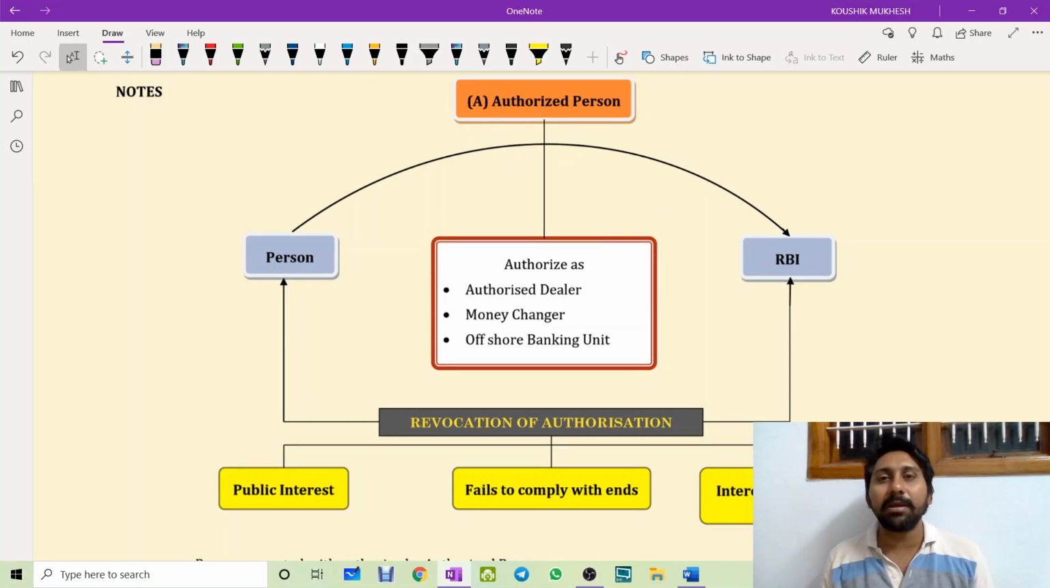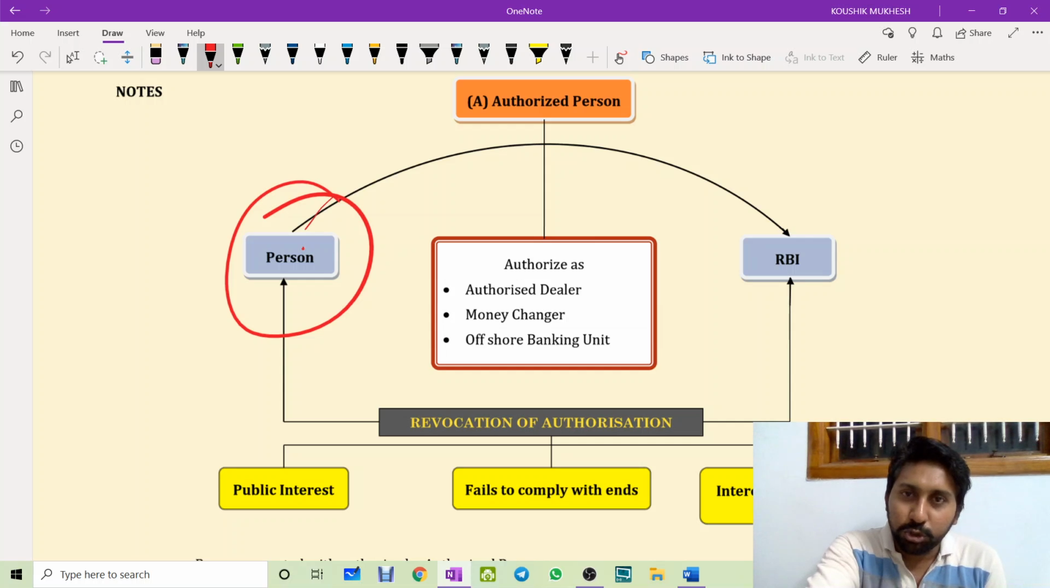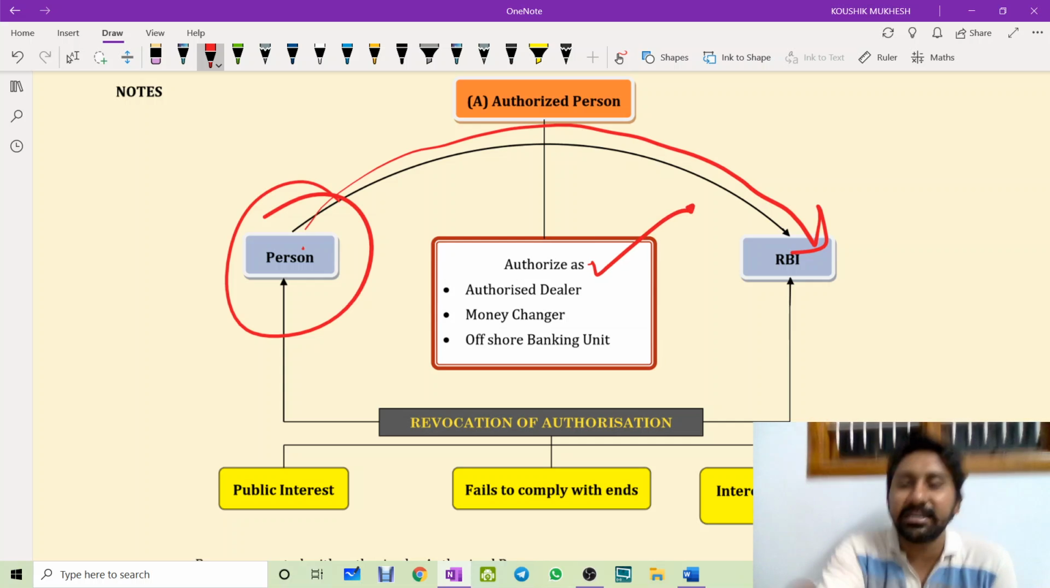So how to become an authorized person? Sir, can I take an authorization? Yes, you can take. What is the procedure? See here. There is a person. This person should make an application to RBI. For what purpose? For the purpose of getting authorization as an authorized dealer, money changer, or offshore banking unit.